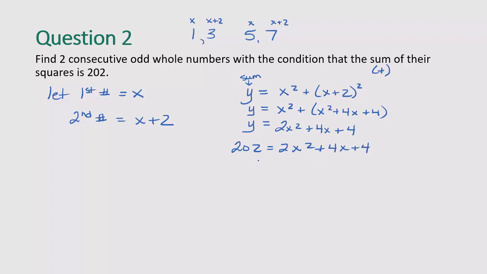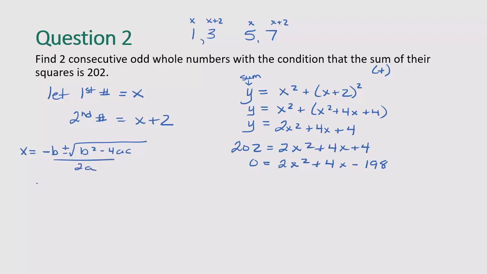And I'm solving for x, which means my equation has to equal 0. And 4 subtract the 202 that comes across is 198. At this point, I'm solving a quadratic equation for x. That means I need to use the quadratic formula. And that's x equals minus b plus or minus the square root of b squared minus 4ac all over 2a.